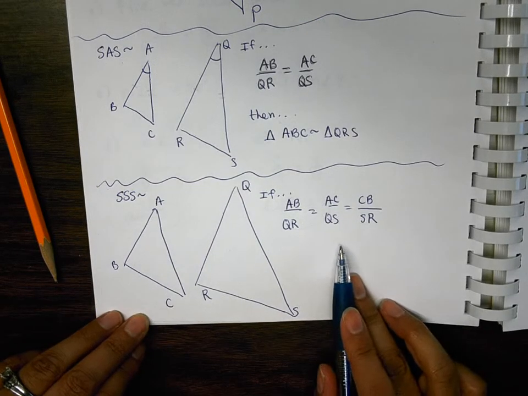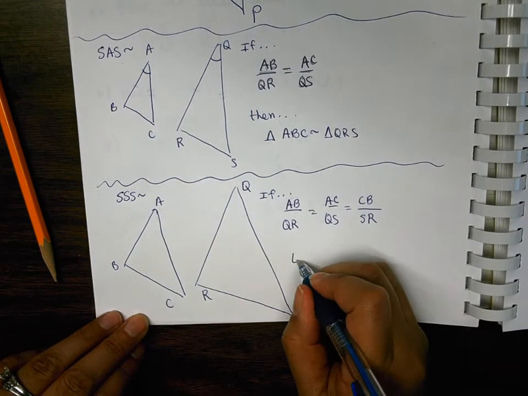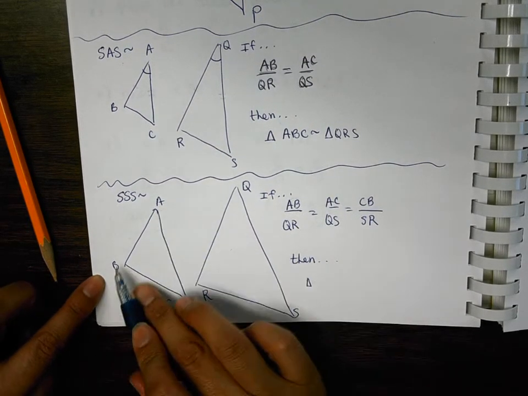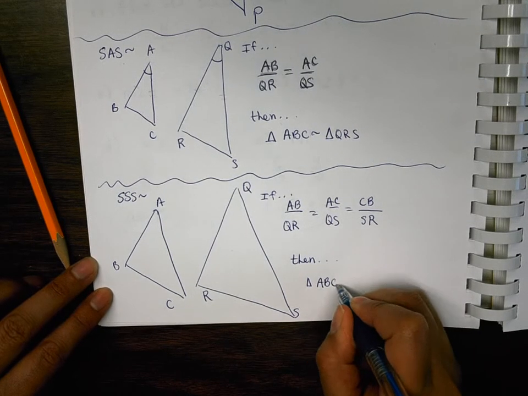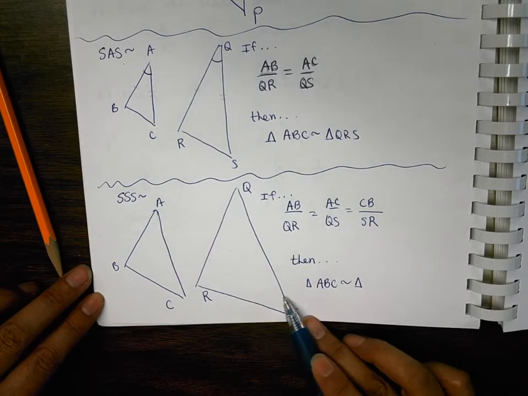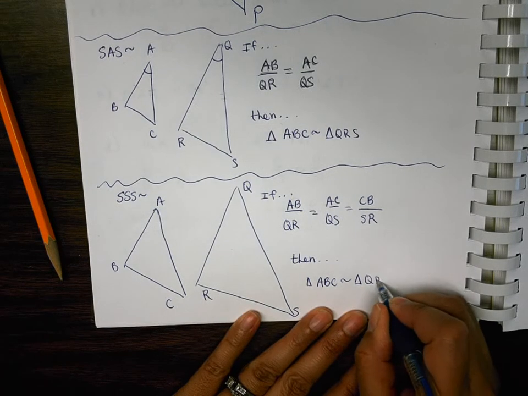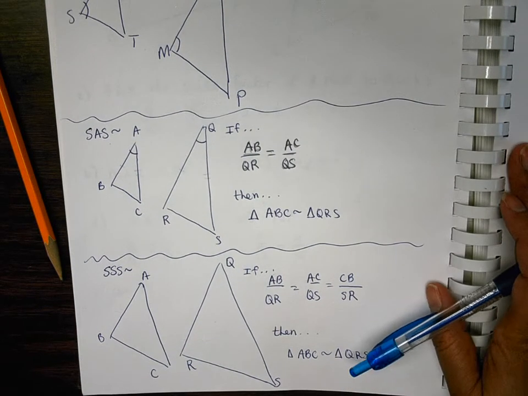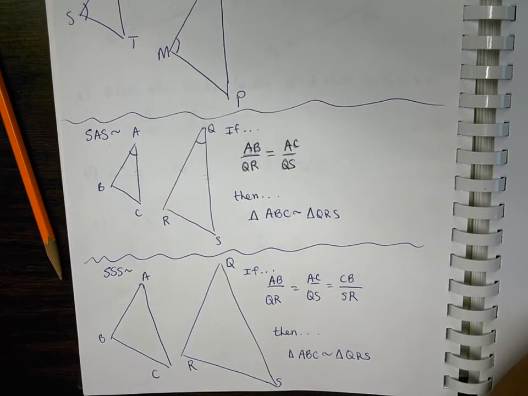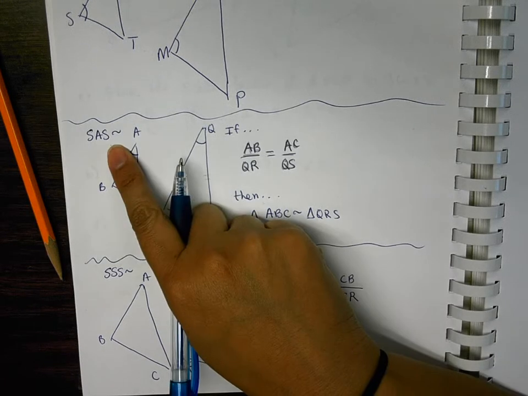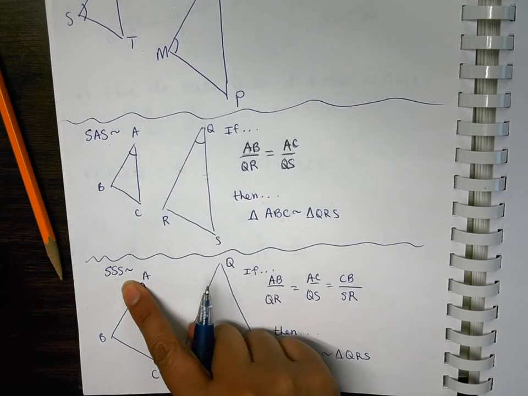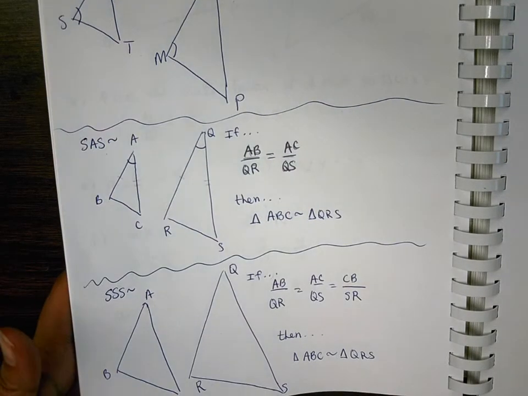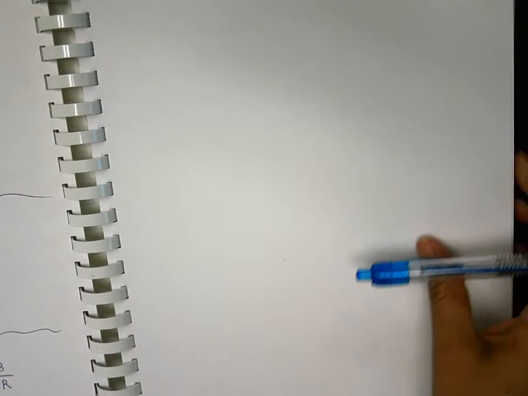All right, same thing here. If the 3 side lengths are proportional, then triangle, I'll go in the same order, ABC is similar to triangle what? QRS. All right, any questions with the 3 shortcuts? What are they? Angle similarity, side angle side similarity, and side similarity. All right, are we good? We're going to move right on to examples then.